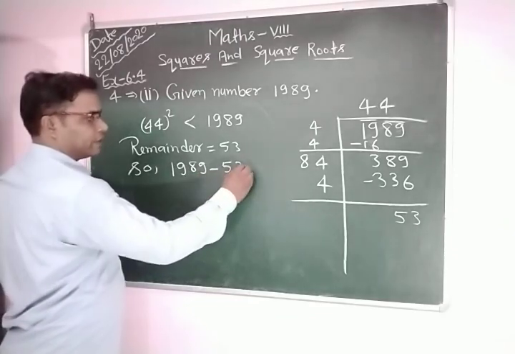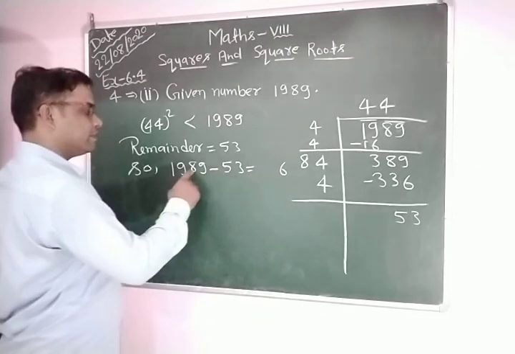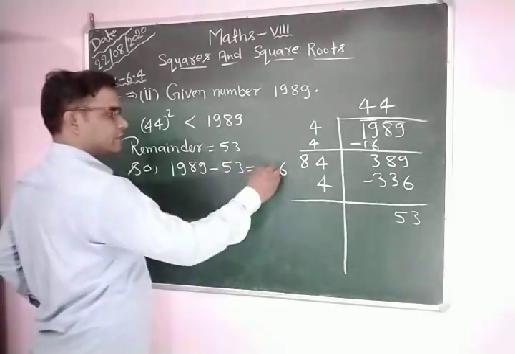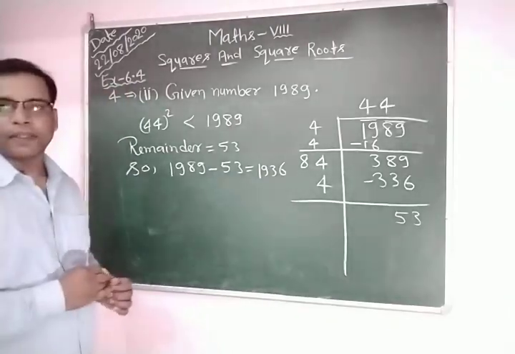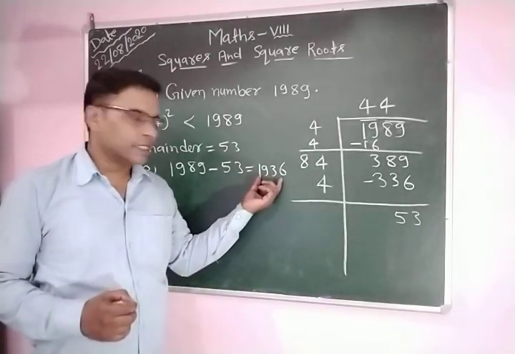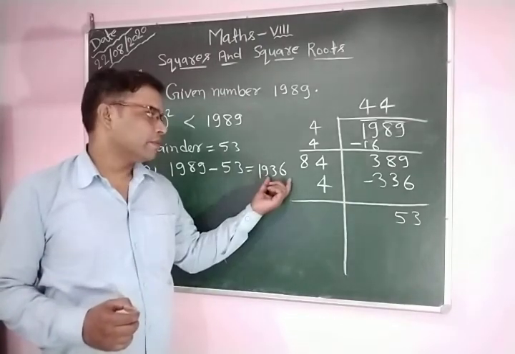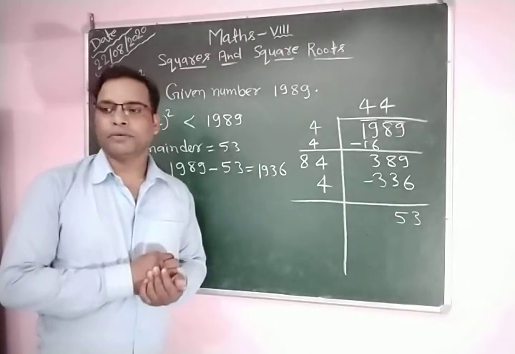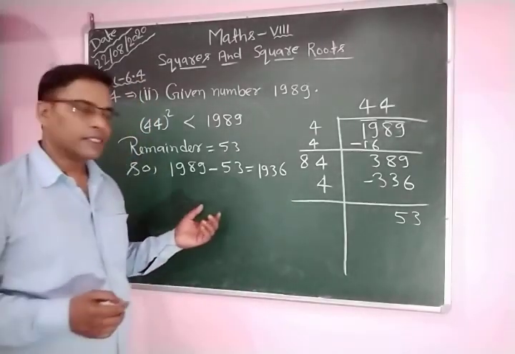So here we obtain 9 minus 3 is equal to 6. Again 5 minus 8 is, and we get 1936. Okay, this is the required number. 1936 is a perfect square number. Now we need to find the square root of this number.